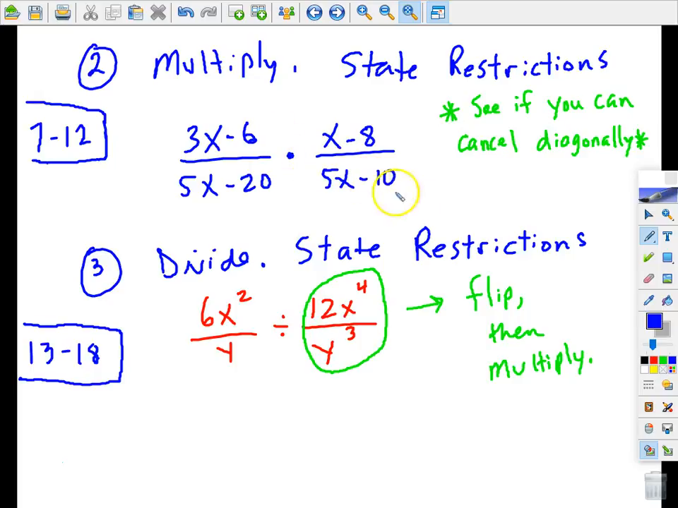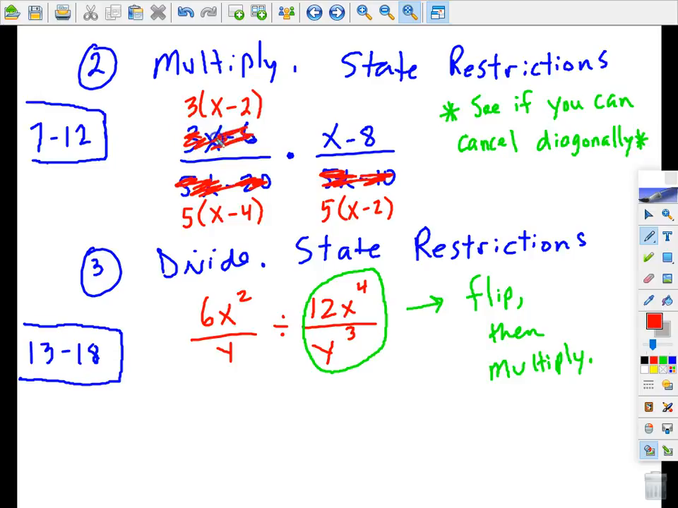Before we start seeing if we can cancel, we need once again to get this in its factored form. When we factor the numerator, we get 3 times the quantity x minus 2. Factoring the denominator, we get 5 times the quantity x minus 4, just factoring out GCFs in both cases. This numerator is prime, it doesn't factor, but this denominator is 5 times x minus 2. So we'll mark these old denominators out, and we'll stick with the factored versions. Now it becomes easier to see that we have some opportunities to cancel. For example, I can cancel diagonally those binomials x minus 2. I'm not seeing anything else that does cancel.